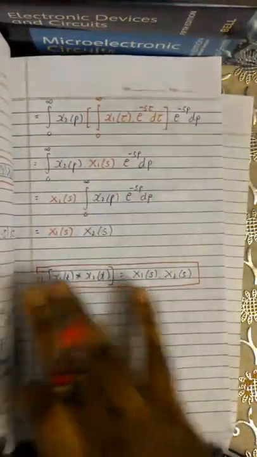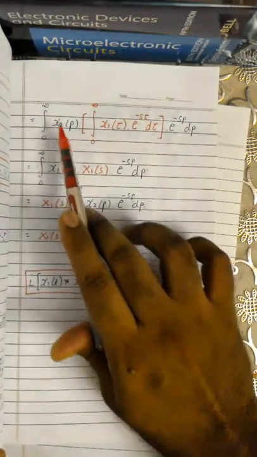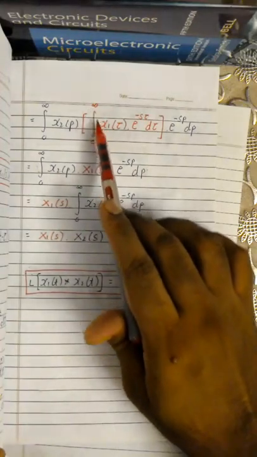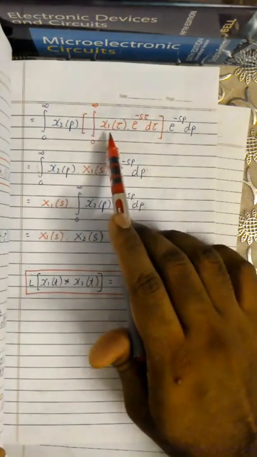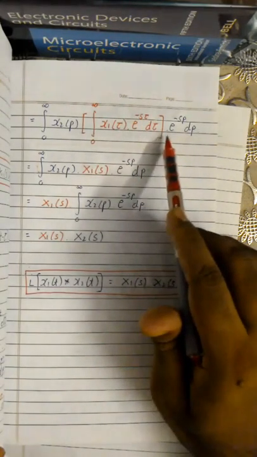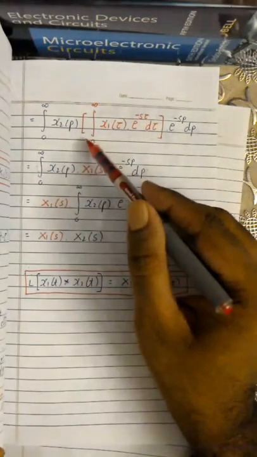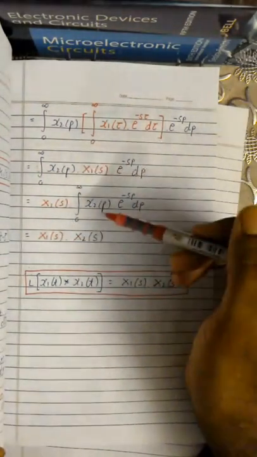so this equation becomes integral 0 to infinity x2 of p into integral 0 to infinity x1 of tau into e raised to minus s tau d tau into e raised to minus sp dp. Okay, so we all know what this is, right?